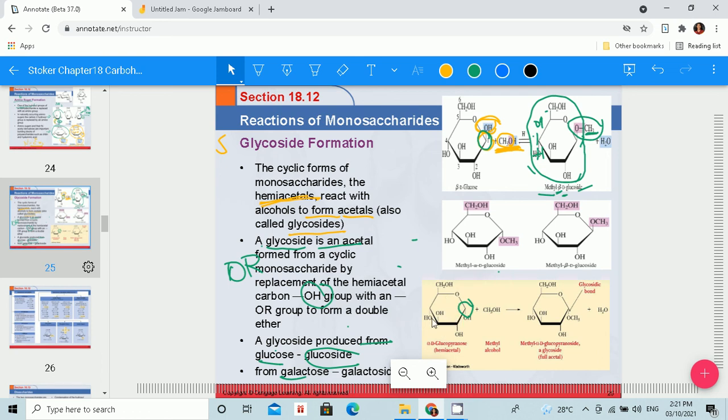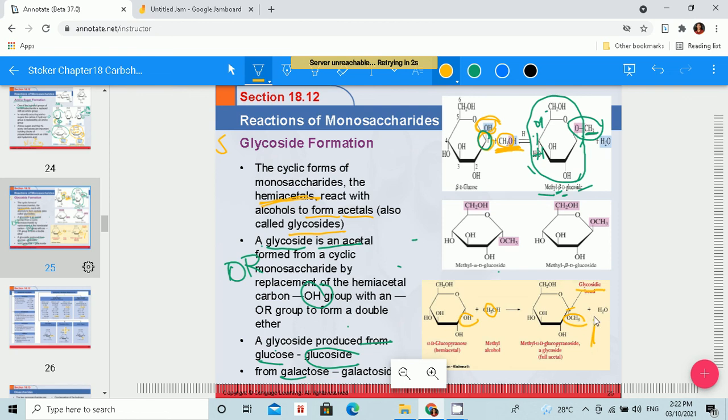Okay, we have here alpha D-glucopyranose. Okay, so this is our glucose. And then it reacts with a methyl alcohol. And then, okay. So the OH will be replaced with our OR. Meron sa OCH3. We have our glucoside. Now, class, the bond. Okay, the bond here, class, the line. That is a glycosidic bond.